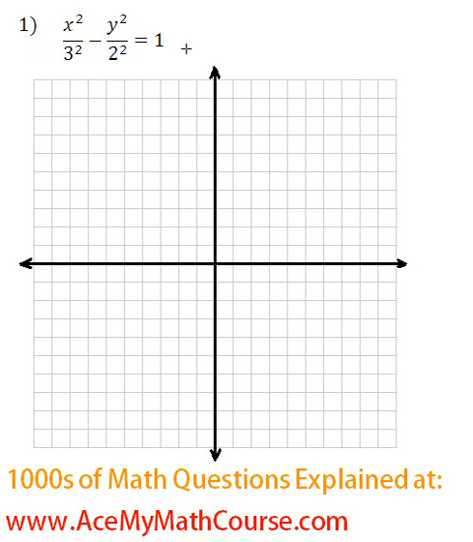Okay, here we have a hyperbola, and we want to graph it. Our center will be at the origin, because we just have x squared and y squared, with no numbers adding or subtracting from the x or the y. So our center is at the origin.